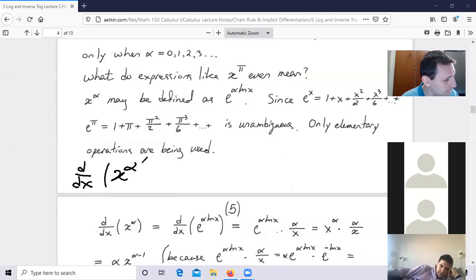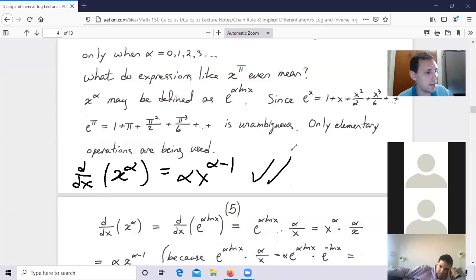So x to the alpha, the derivative is alpha x to the alpha minus 1. The formula is correct, and you might have used it carelessly all the time. But when you wonder what it even means, you are stuck even at this point. What is x to the power of pi? How can I interpret it? What am I really differentiating?